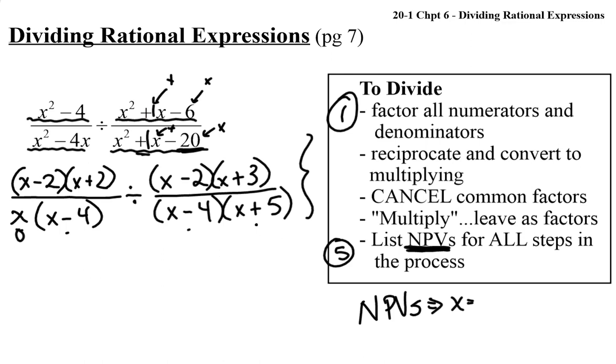Well, if x itself is a 0, I'll end up with a 0 in that first rational. So x can't be 0. That's an NPV. If this x minus 4 equals 0, that would be bad, and that's going to happen if x is a positive 4.